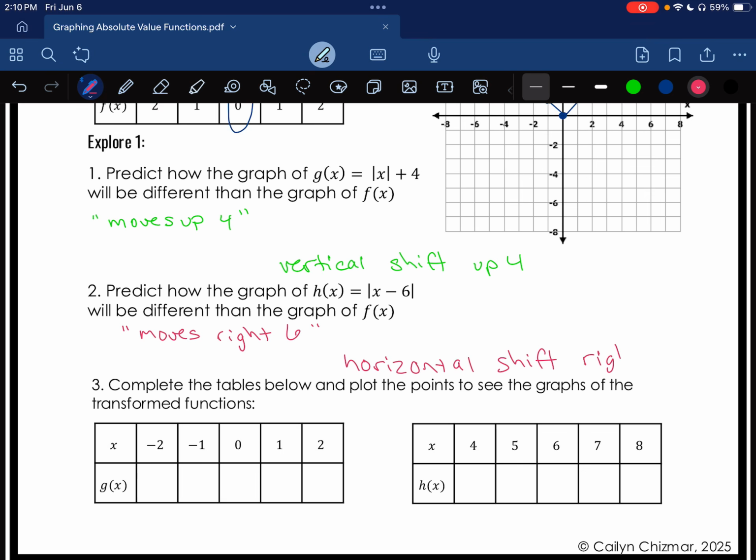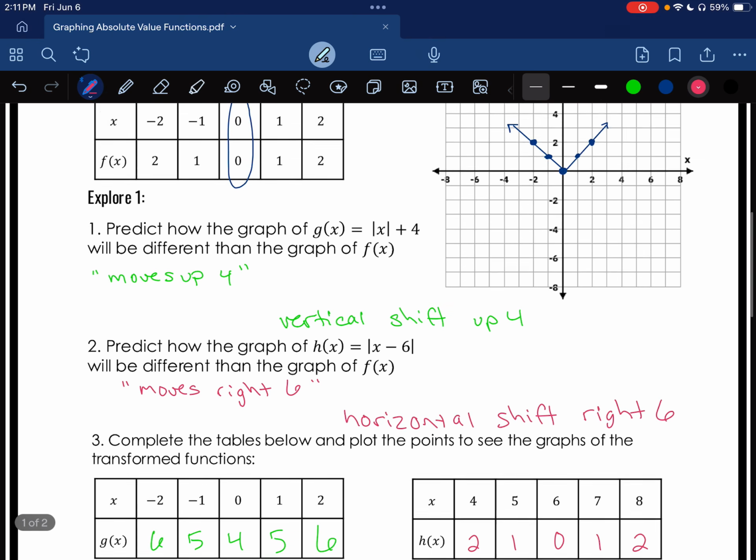If we fill in these tables, we're going to get out 6, 5, 4, 5, 6, seeing that same symmetry that we noticed in the parent function popping up here. And this will look like 2, 1, 0, 1, 2. We're going to plot those points. I'm going to zoom in on my graph here.